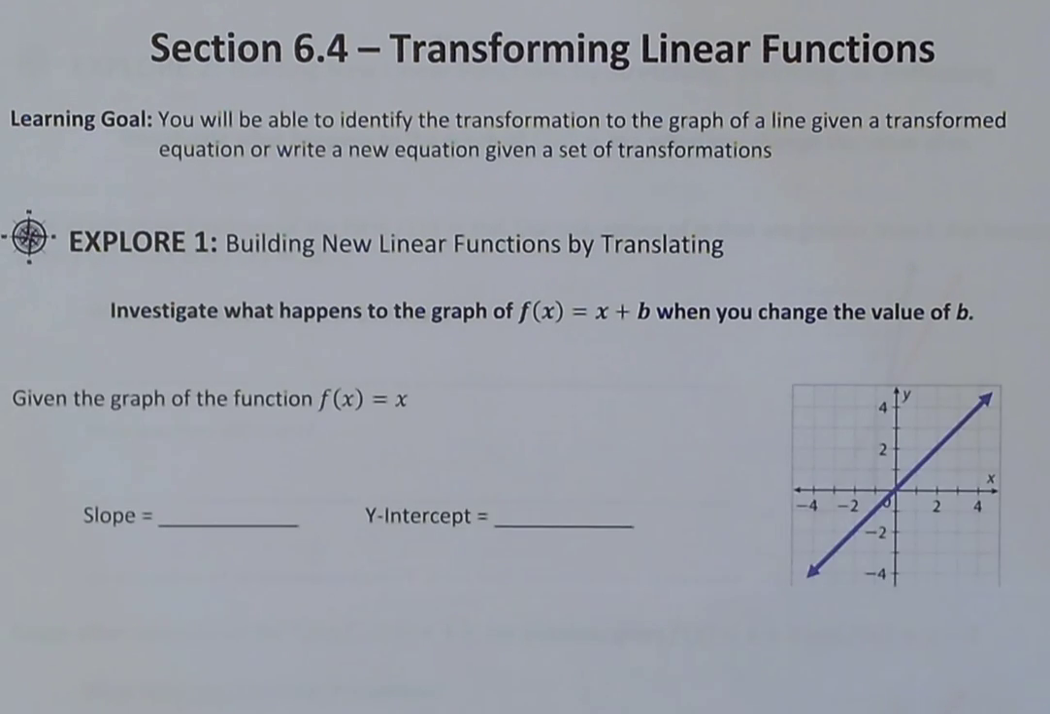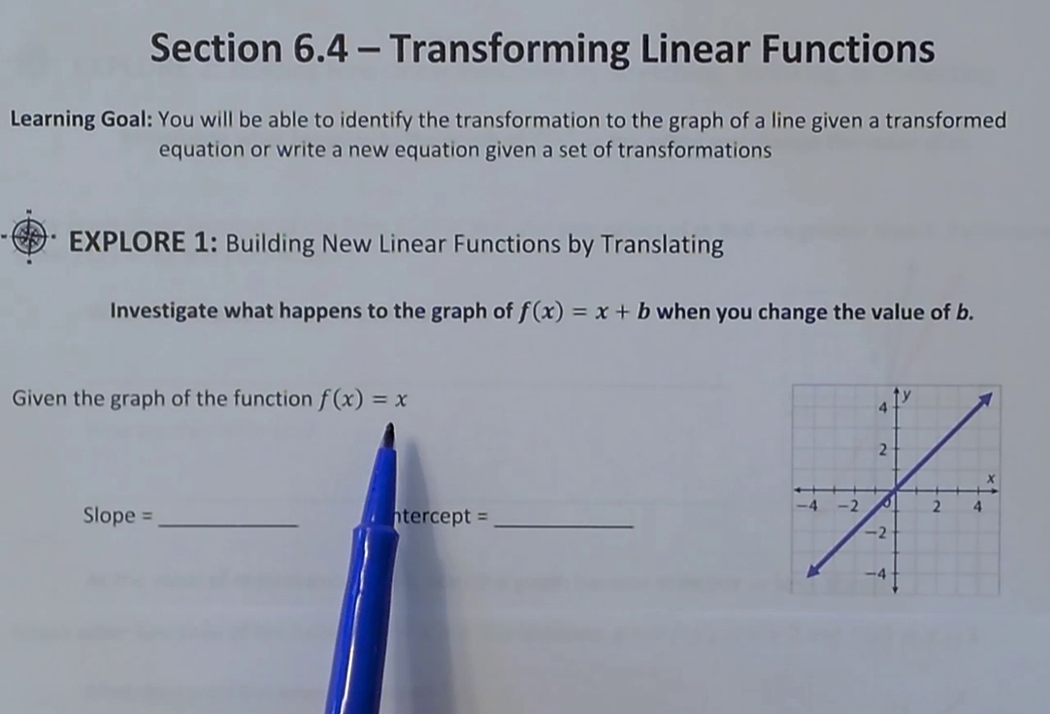So let's go ahead and take a look at our first part of this exploration, which wants us to take a look at the graph of f of x equals x. So that's going to be this purple line right here. And the two things we're going to look at for every part of Exploration 1 and 2 is the slope and the y-intercept.